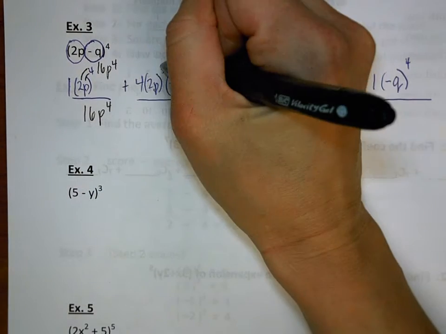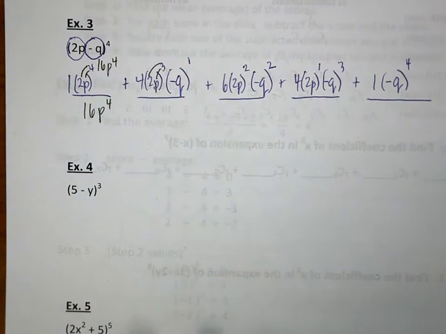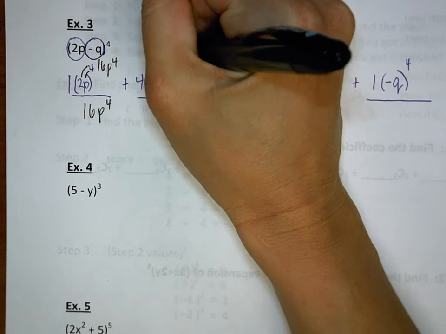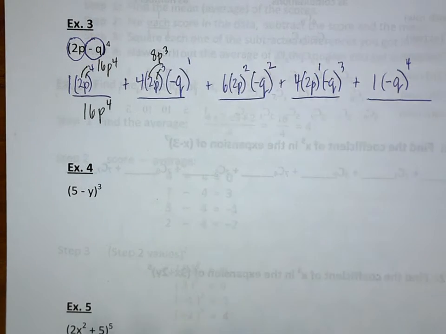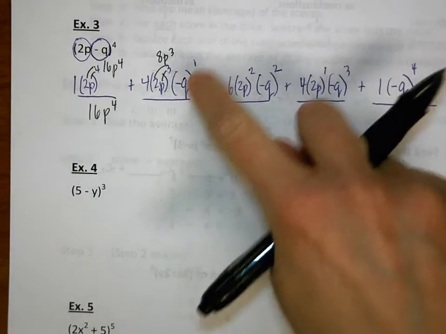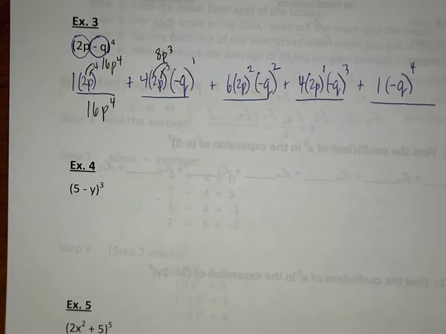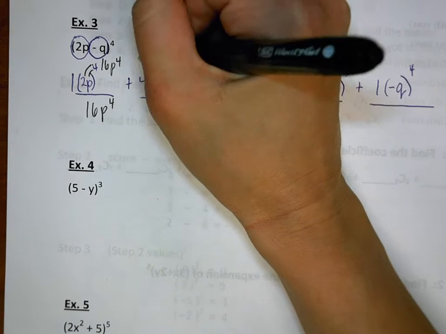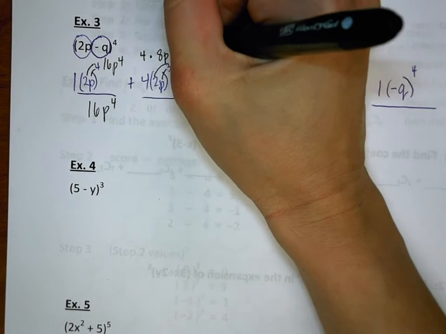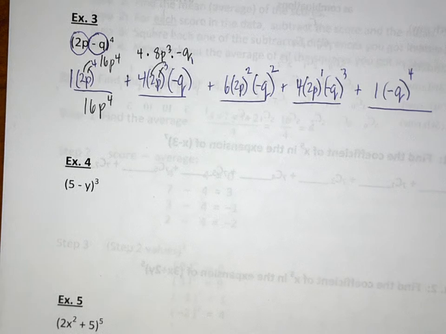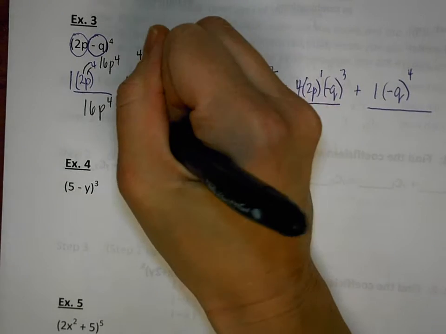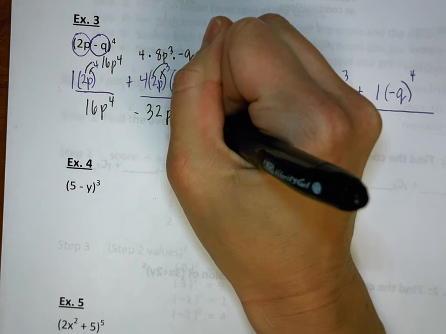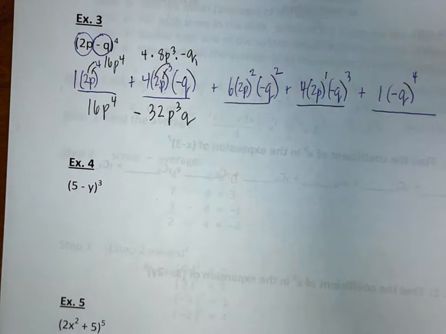Okay, next one. We have to do our third power through. So 2 to the third power is 8. So we have 8p to the third. Now, when you take a negative to a first power, is it going to be negative or positive? Negative. So that means I have a negative q, okay, and then I solve my 4. So I'm going 4 times 8p to the third times negative q. What does that end up making? Negative 32 p to the third q, because there's still that one q.